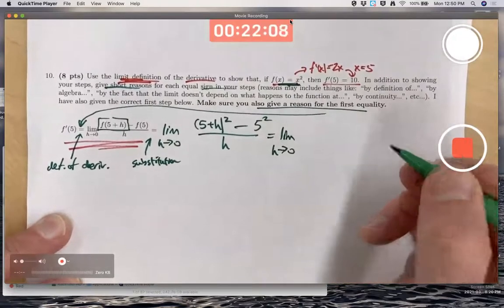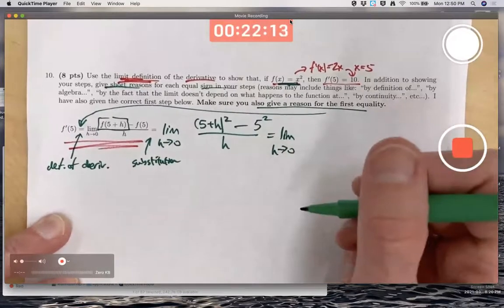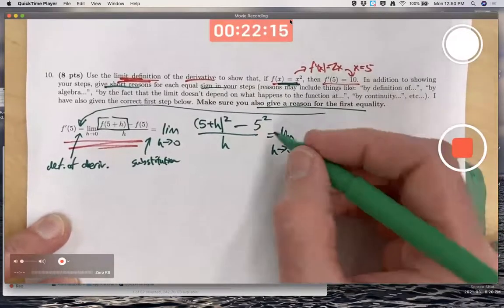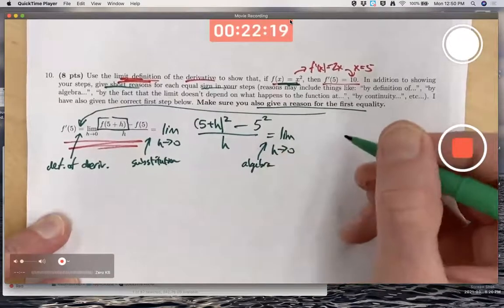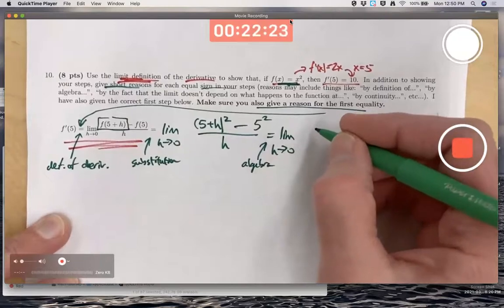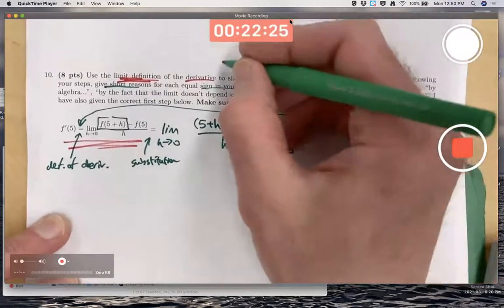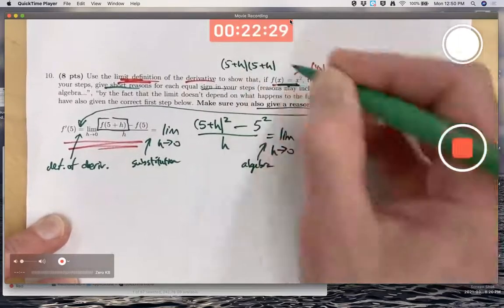Now what can we do? Well, do the only thing you can do. You've got to just simplify the top, I guess. Just expand it out. Do some algebra, you could call it, for this reason, or simplifying. 5 plus h quantity squared. Careful, though. It's really 5 plus h times 5 plus h. I've got to use the FOIL method.